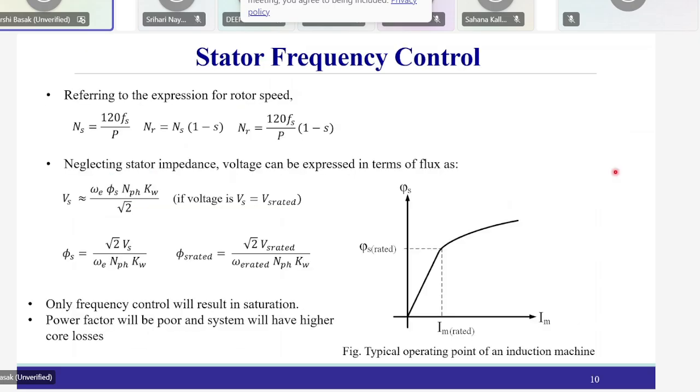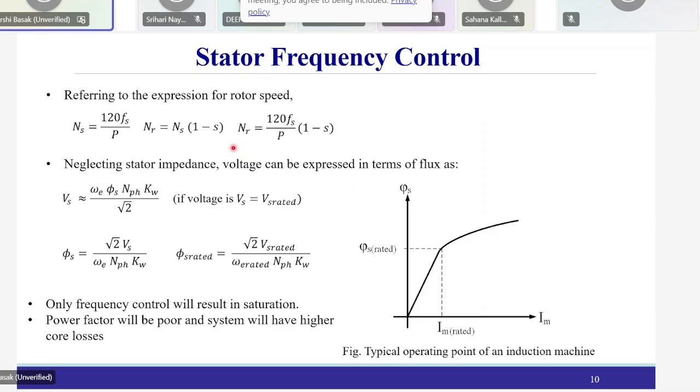Now I will move ahead. The next thing is that you go for stator frequency control. You recall the expression for your stator frequency: if you want to shift the synchronous speed, you can change the frequency, and then your speed will actually change.